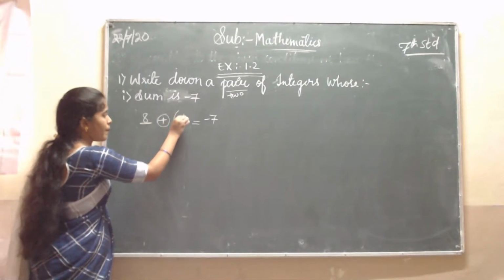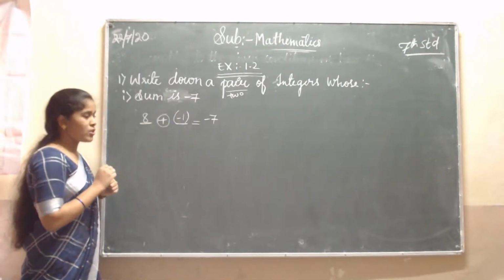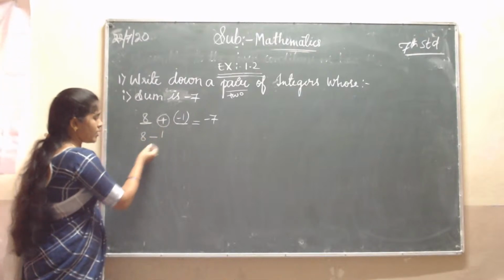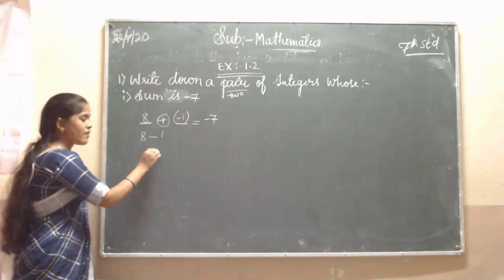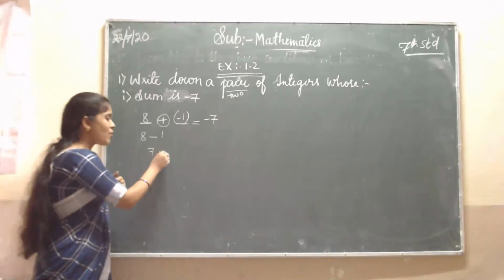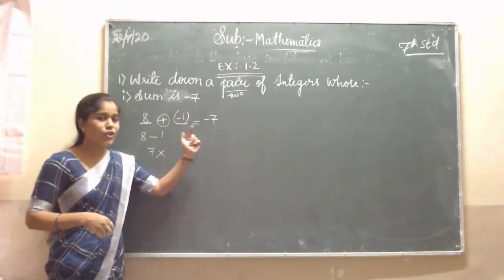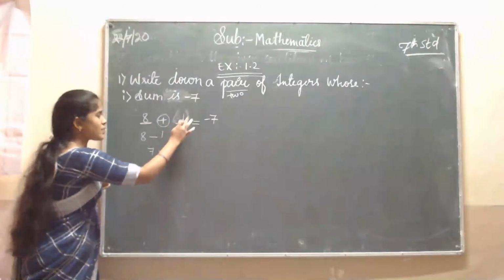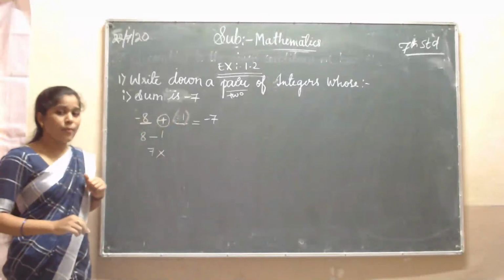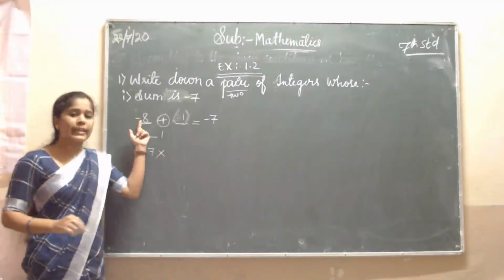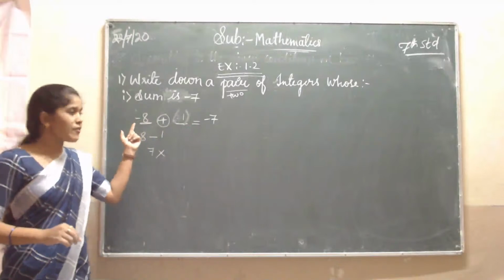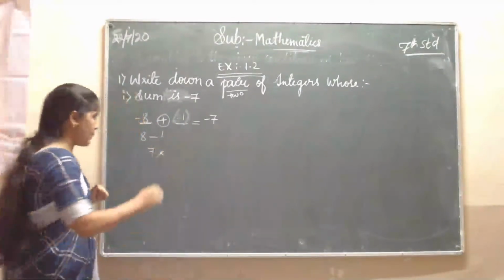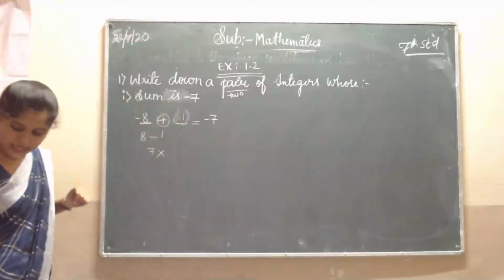So here, 8 minus 1. Let's solve. 8 plus into minus, minus 1. 8 minus 1 is 7. But here we want minus 7. So what should we do here? So remove this minus, here take minus. Because in these two numbers, the greater number is 8. So in front of 8, you put the minus sign, you will get minus 7. Let's see here.